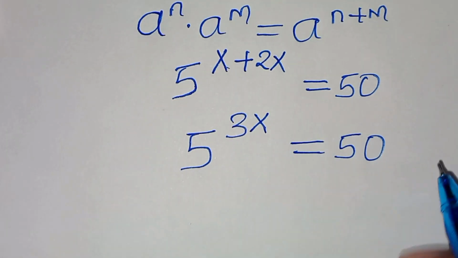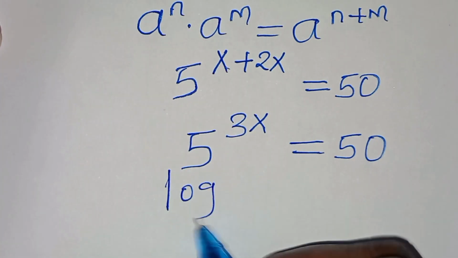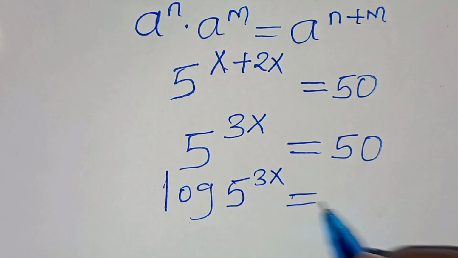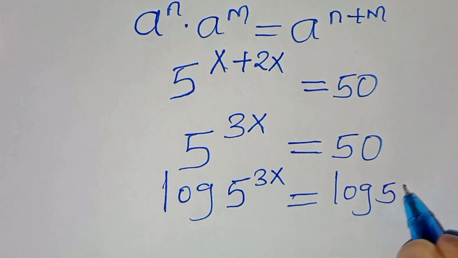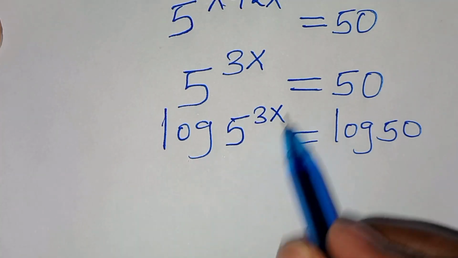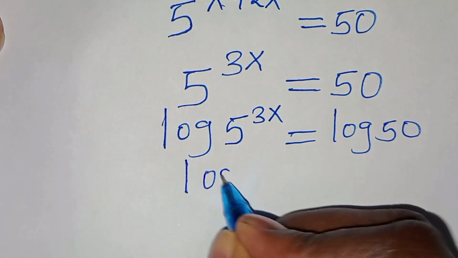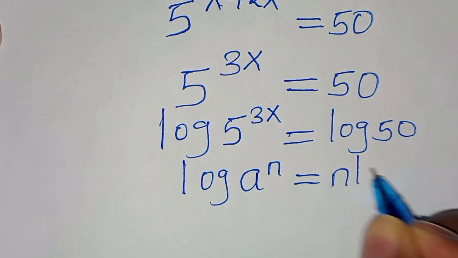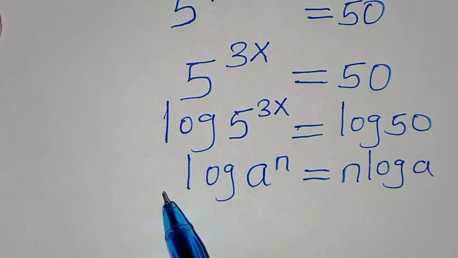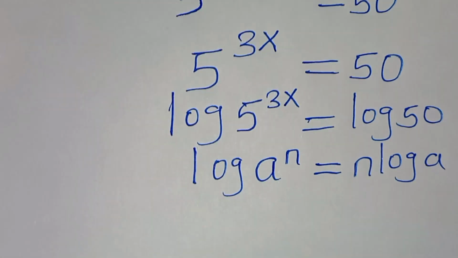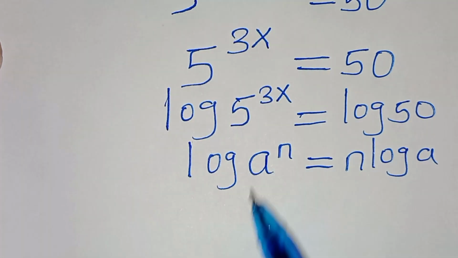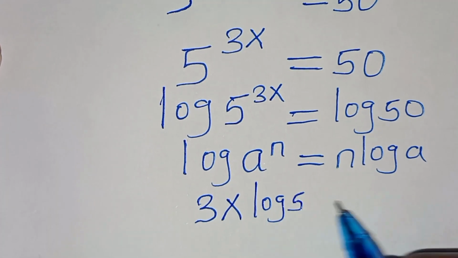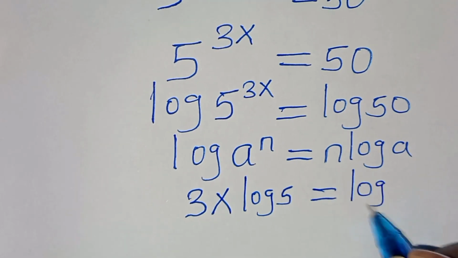To solve for x here, we introduce logarithm on both sides so that we have log 5 to the power of 3x equal to log 50. Log 5 to the power of 3x is in the form of log a to the power of n, which we can express as n log a. Applying this power rule property, log 5 to the power of 3x becomes 3x log 5. This is equal to log 50.